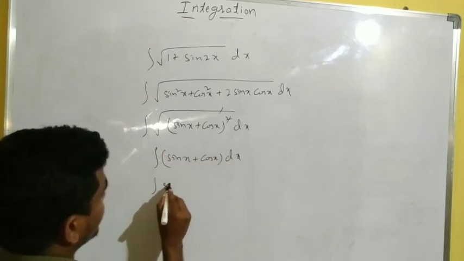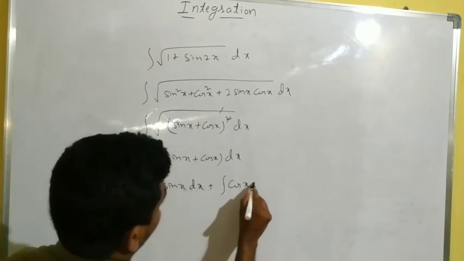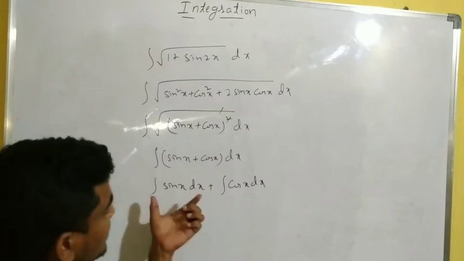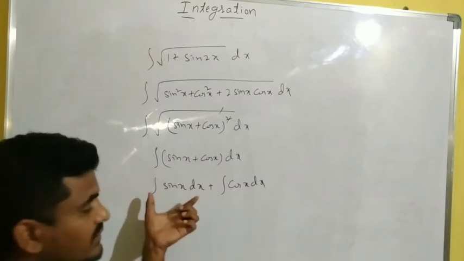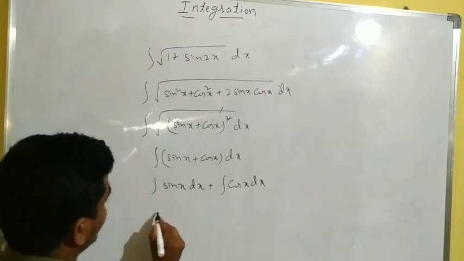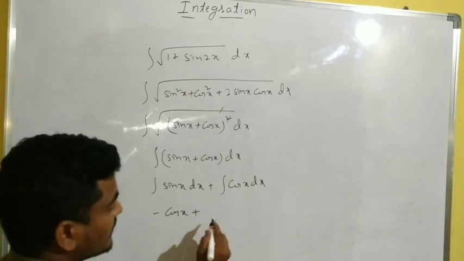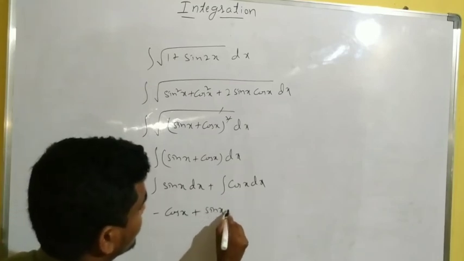So when I take them individually, sin x dx plus cos x dx, integration of sin x and integration of cos x. Integration of sin x is minus cos x, plus the integration of cos x is sin x, plus c.